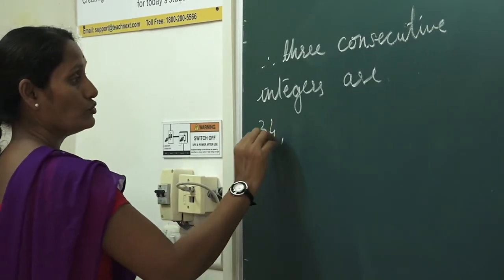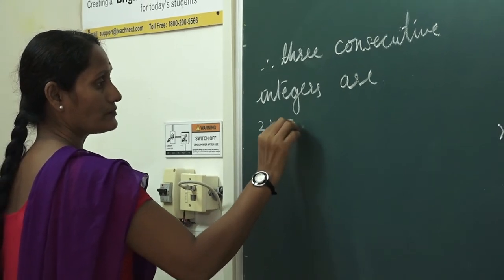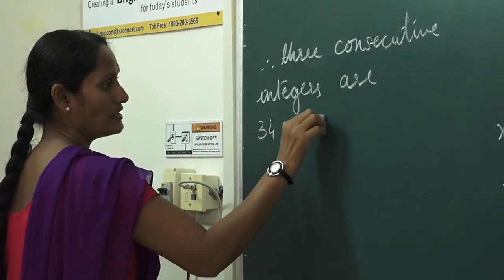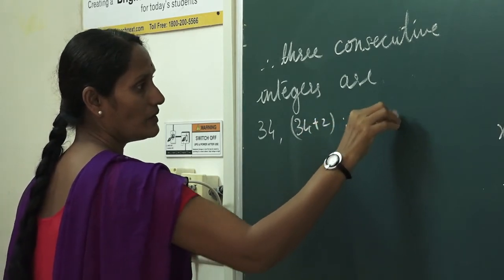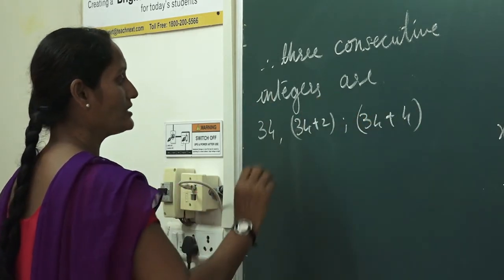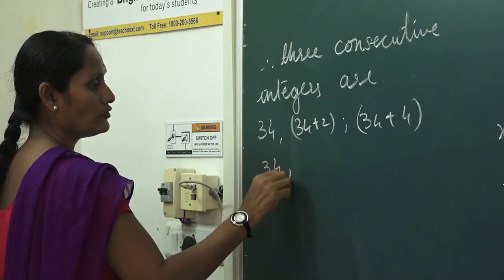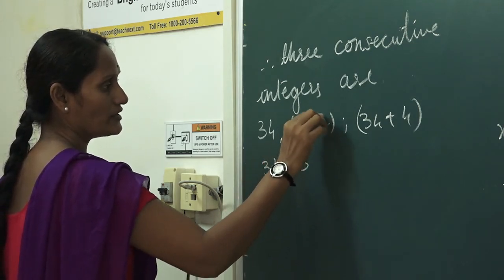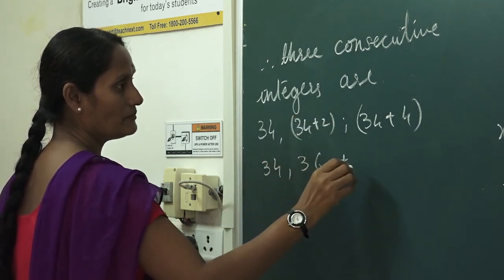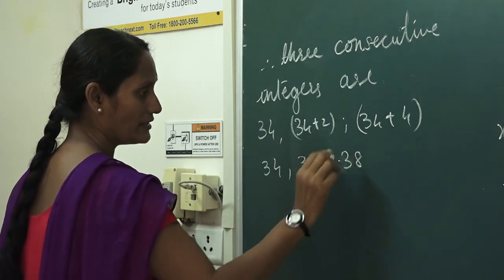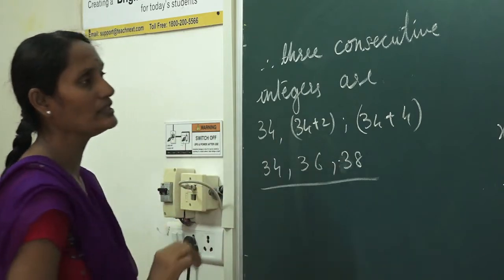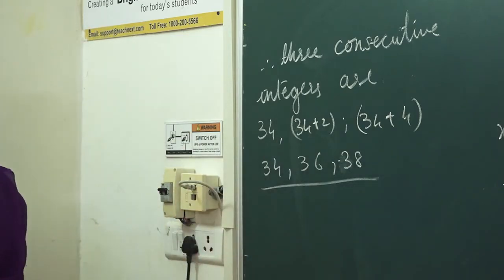x plus 2. So 34 plus 2. And what is my third one? 34 plus 4. Wherever the x is there, I substitute the value. So 34, 36, 38. So these are my 3 consecutive even integers.